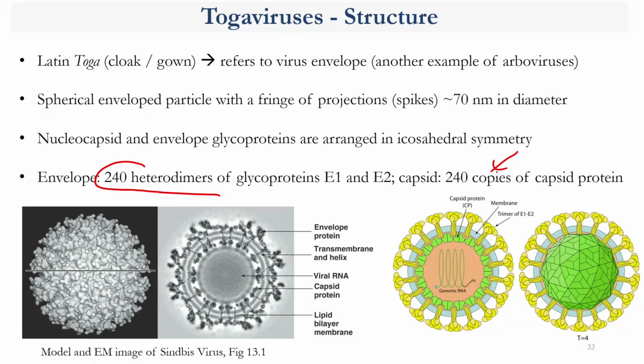protein. What would be the T number here? Yeah. Sorry? T number would be 4, okay? So remember, the T number is whatever number you have times 60, which will give you the subunits. So in this case, it's T of 4, okay?